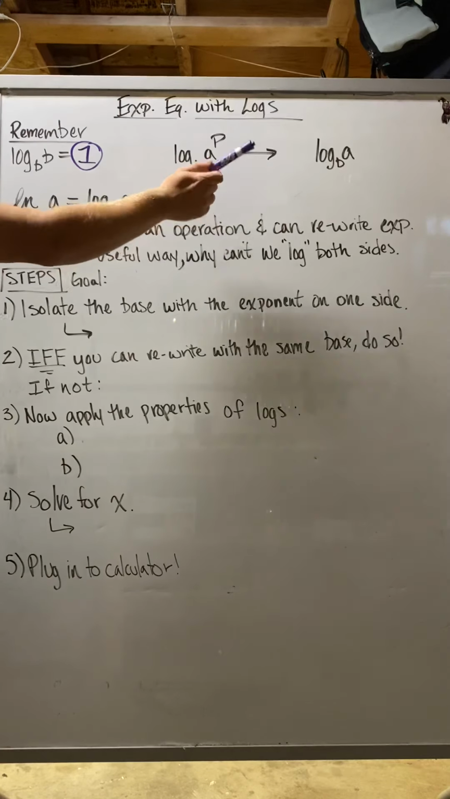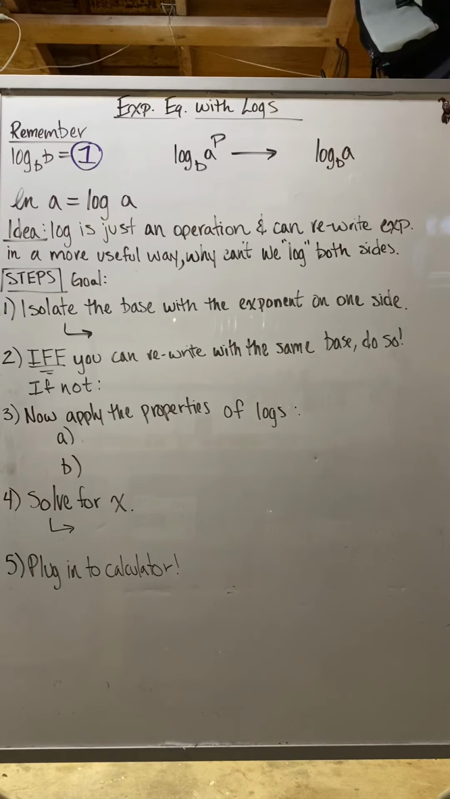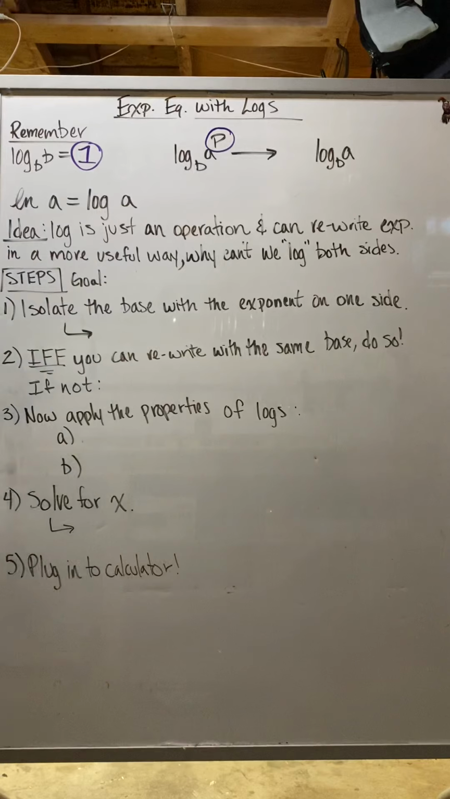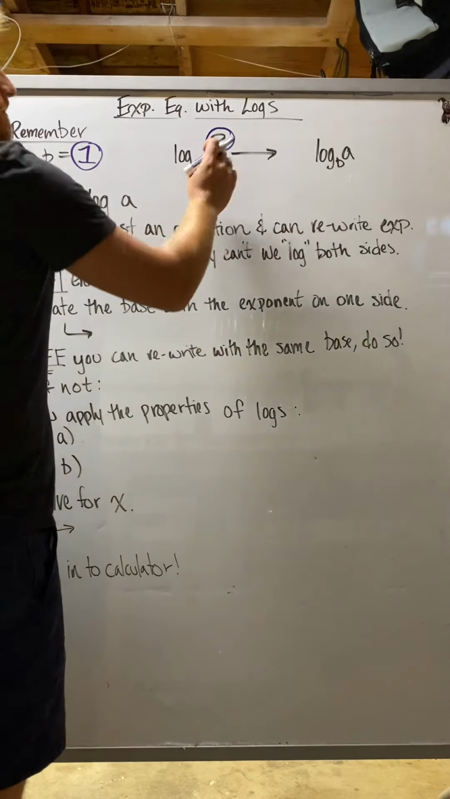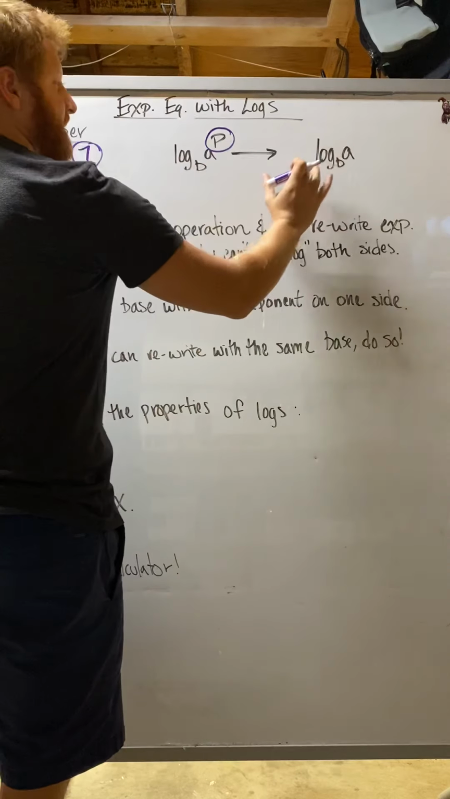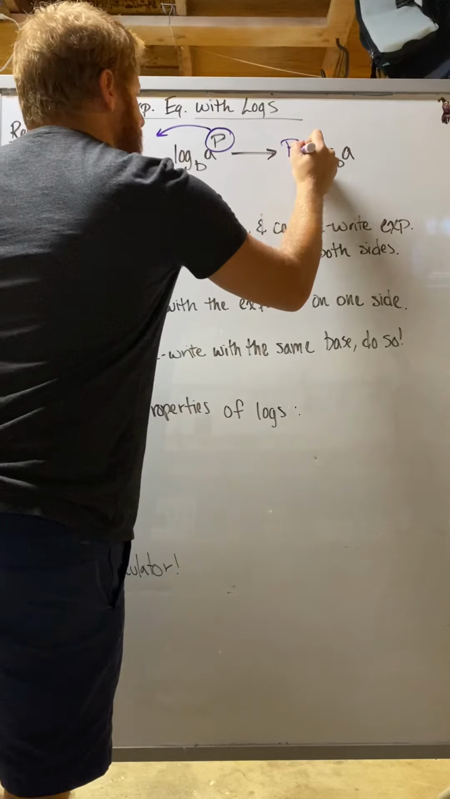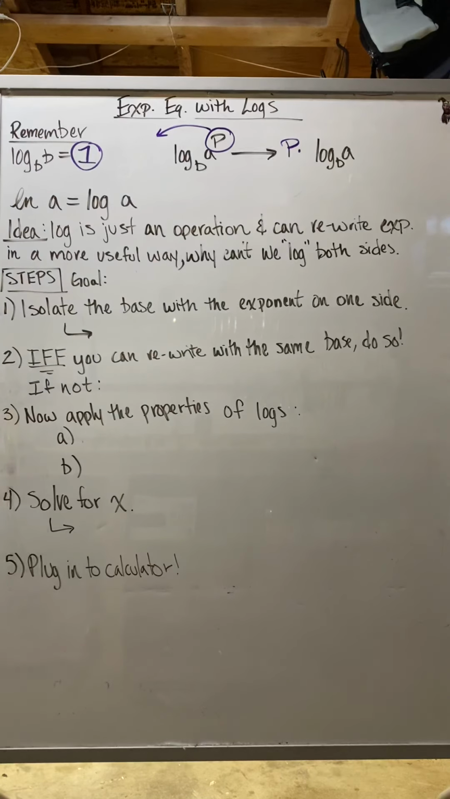You also need to specifically remember this property right here, that if you have a log with a base of an argument, and that argument has a power on it, that property says that we can rewrite it as the same log with the same argument, except that power is going to go into the front with multiplication.